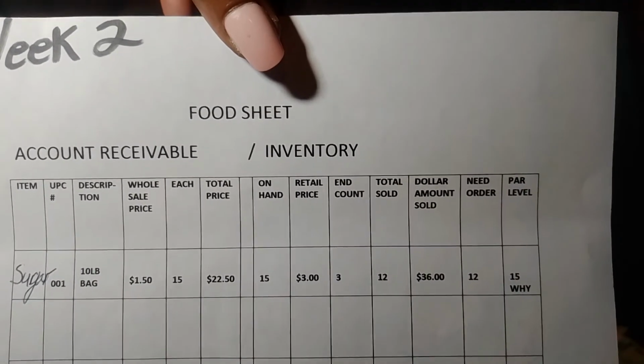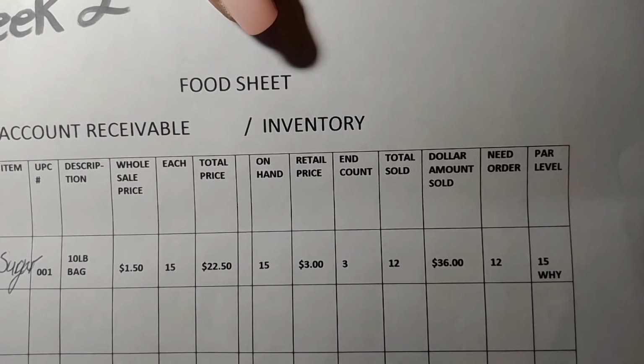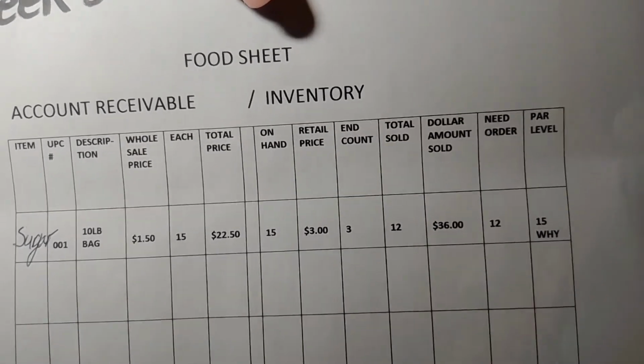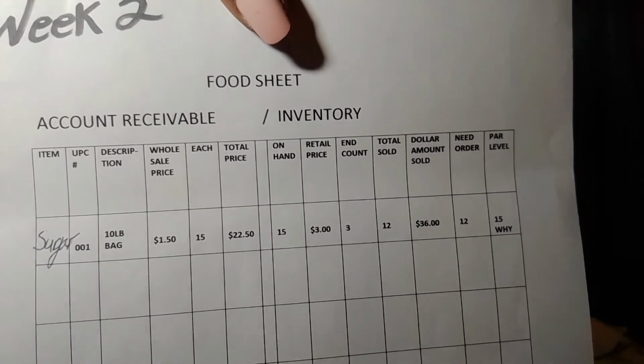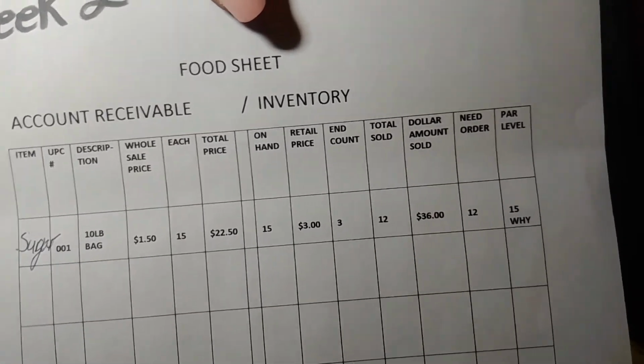And it tells us that we need to order 12 sugars. Okay? And that's exactly what we did. We ordered 12 sugars. Okay? We already did that when we got on the phone, and we ordered it. So that's done. And in week 3, the truck will come and give us what we ordered this week. Okay? So that's week 2.